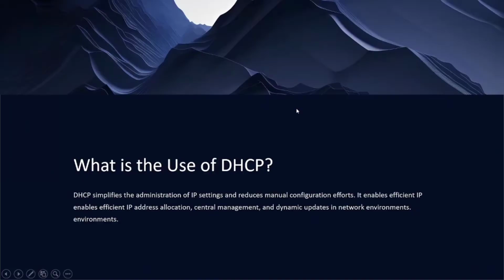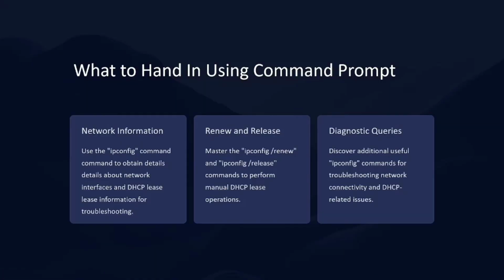So we have to know how we are going to use DHCP using the command prompt. Why have we used the command prompt for the DHCP configuration? Because it uses the DHCP command to obtain details about the network interfaces and the DHCP release information for troubleshooting. So if there is any error, this IP configuration will be redirected to the Wireshark lab. So for that we have used the IP command prompt. And for renewal and release we have used different types of command prompts. And for diagnostic queries we have used DHCP.